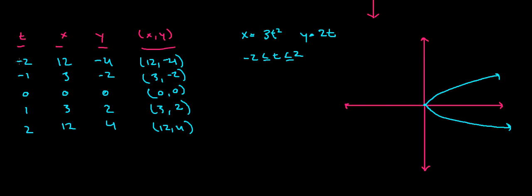So I start with t equal to -2. I get an x of 12 and a y of -4, so that's around here. Then I continue to (3, -2), that's right there, then (0, 0), and then (3, 2), and then (12, 4). So I just follow the line along just like that.